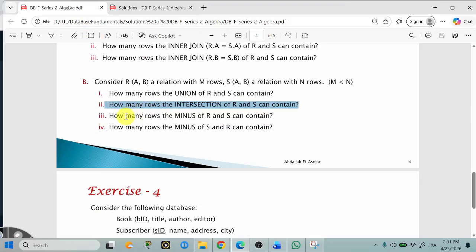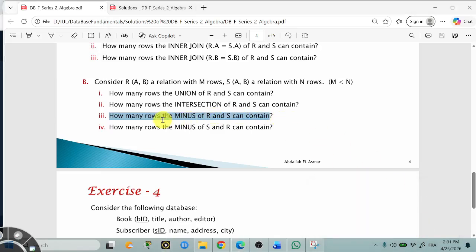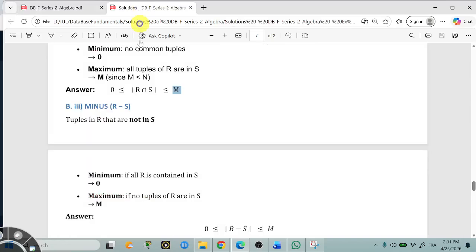The third exercise: how many rows can the minus of R and S contain? Remember, R minus S means the tuples of R that don't exist in S, or that are not in S. So these rows represent rows in R, but not in S. They don't exist in S.